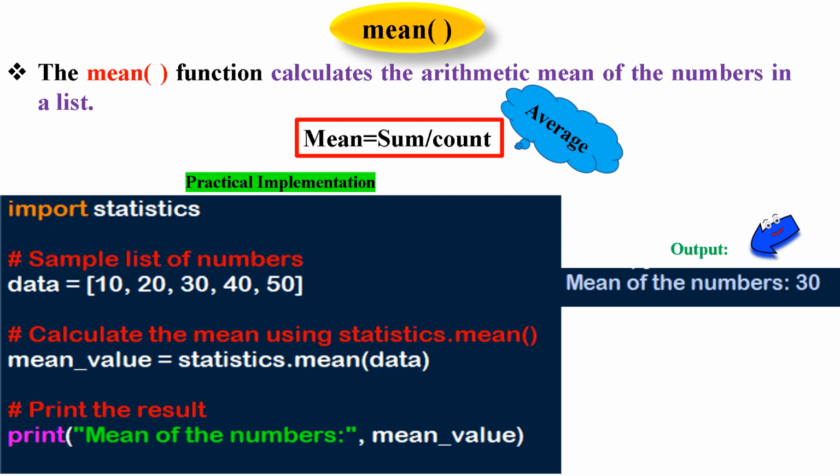So, now look at the output. Mean of the numbers is 30. That is 10 plus 20 plus 30 plus 40 plus 50 is equal to 150. Then 150 is divided by the number of count, that is 5, and hence the output is 30.